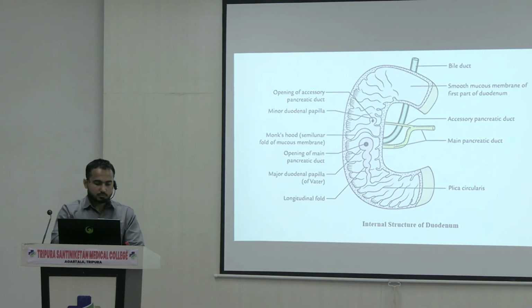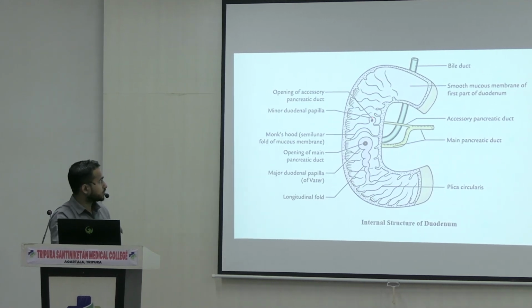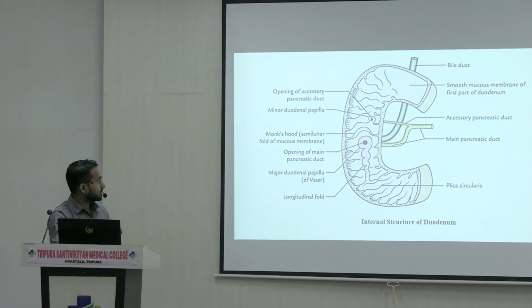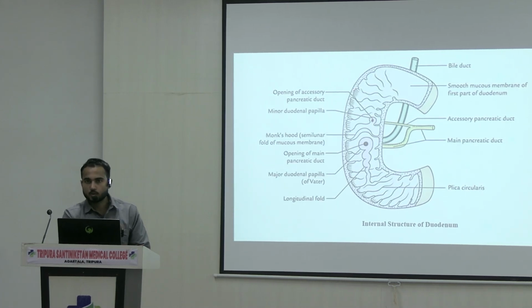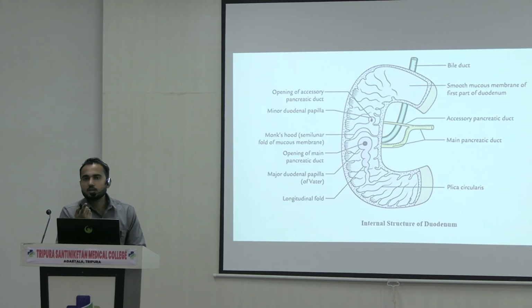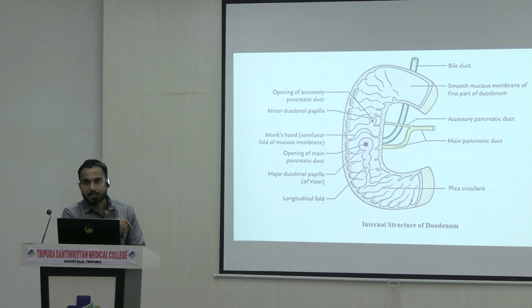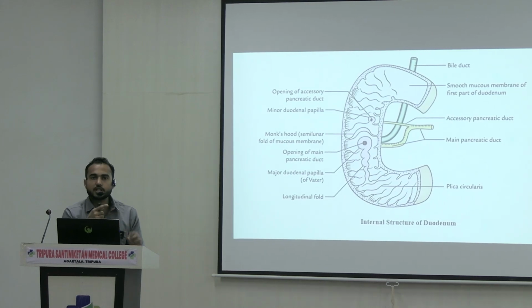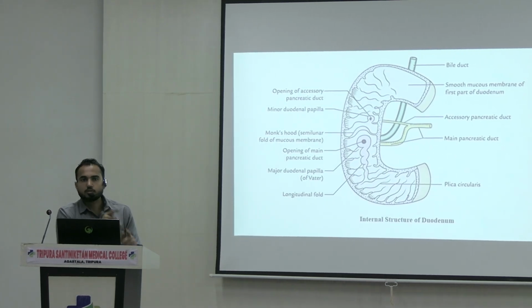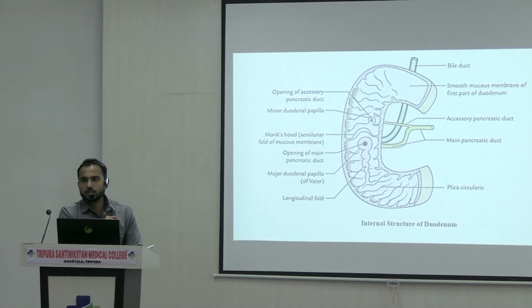Next, inside the second part of the duodenum, you can see two openings. The upper one is called the minor duodenal papilla, the lower one is called the major duodenal papilla. In the minor duodenal papilla, the accessory pancreatic duct is opening, and in the major duodenal papilla, the main pancreatic duct and the common bile duct open. They join together just before termination to form the hepatopancreatic ampulla, or ampulla of Vater, and then terminate into the major duodenal papilla.